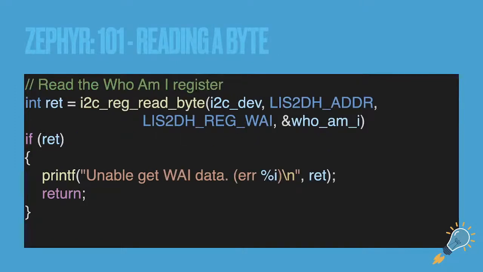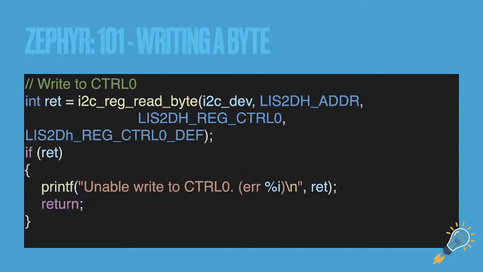So then we can actually start immediately using it. I'm reading the WHO_AM_I register in the LIS2DH. The first parameter is the actual device pointer to the device. The second is the address of the device. The third is the register address on the actual device. So you have the I2C address and then the register address, and then a pointer to the data that we're going to be reading out. In this case, it's just one single byte. So I just created a byte, called it who am I.